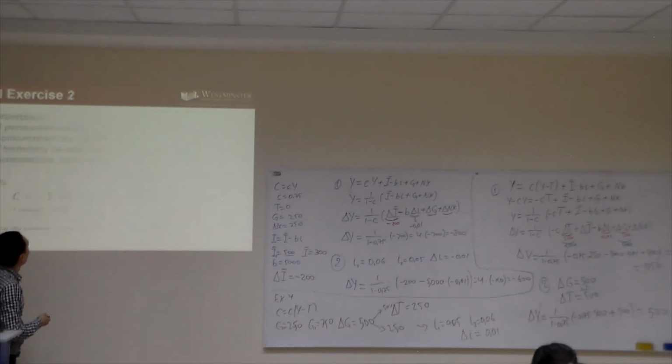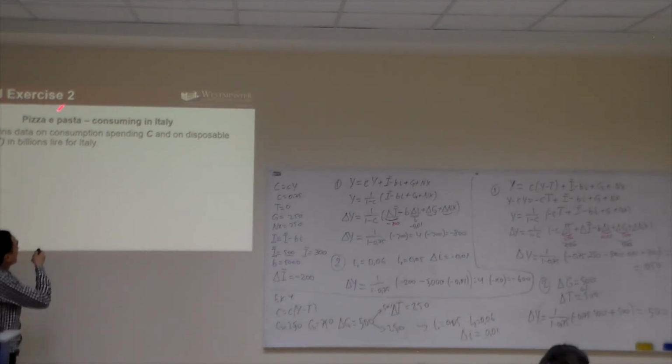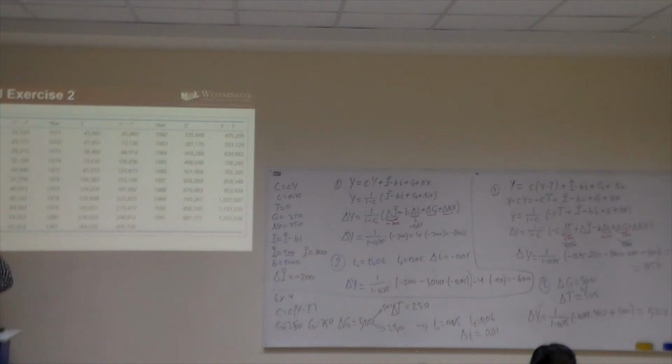And there is another empirical exercise, the pizza and pasta consumption in Italy. Okay? In Italy. So the data was given for consumption and disposable income in Italy. The data starts from 1960 to 1991. So now we are going to regress that consumption over disposable income. With higher disposable income, we are going to expect higher consumption of pizza and pasta, right?